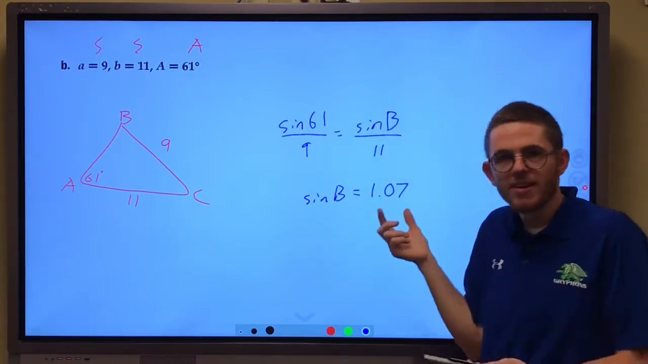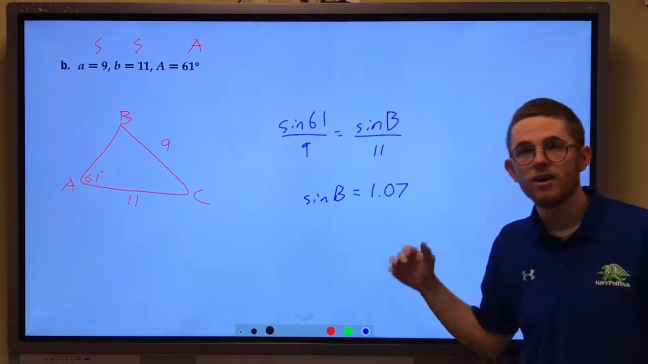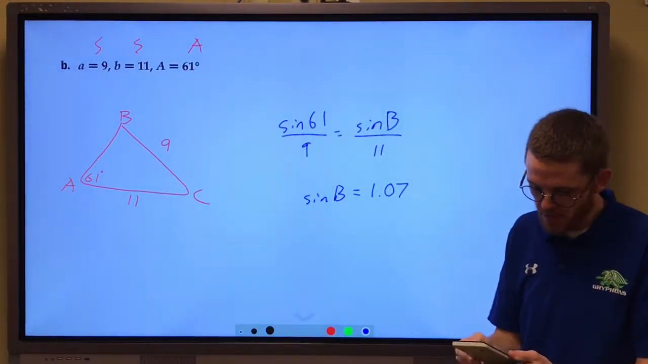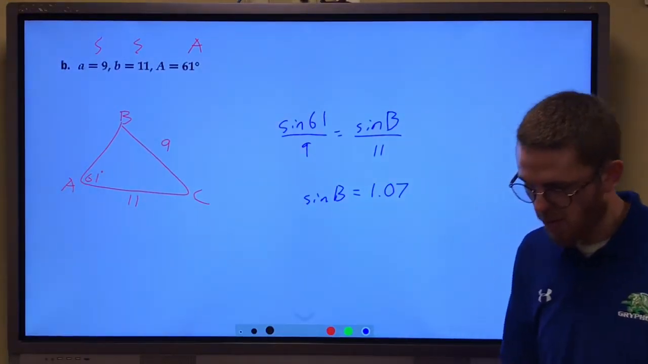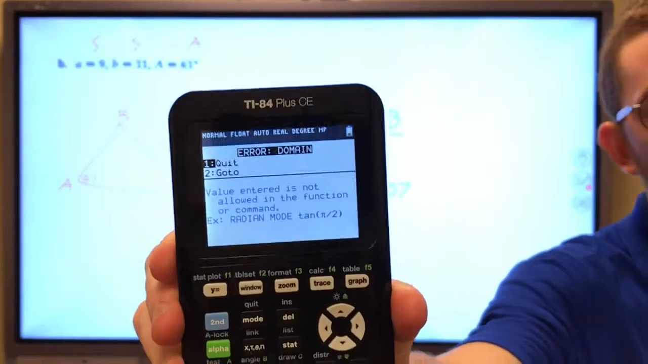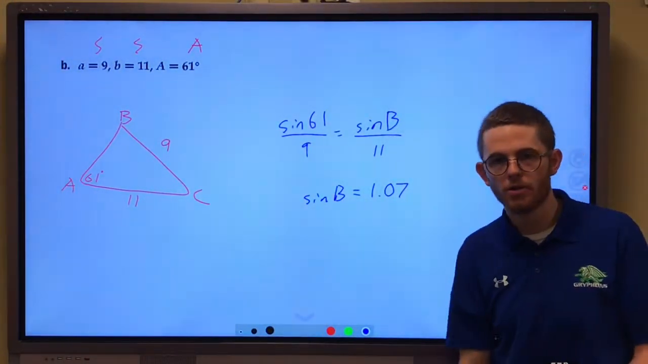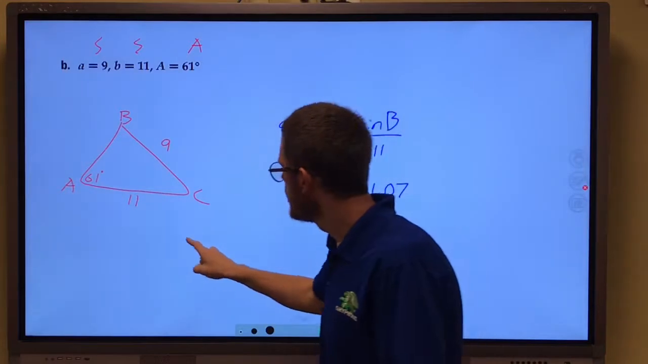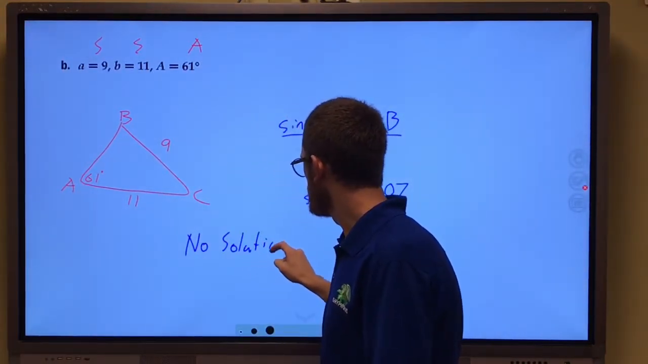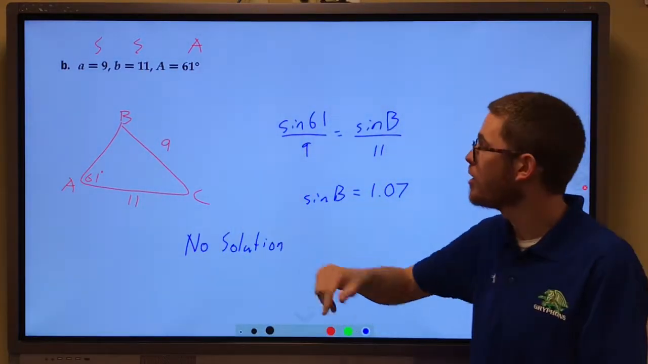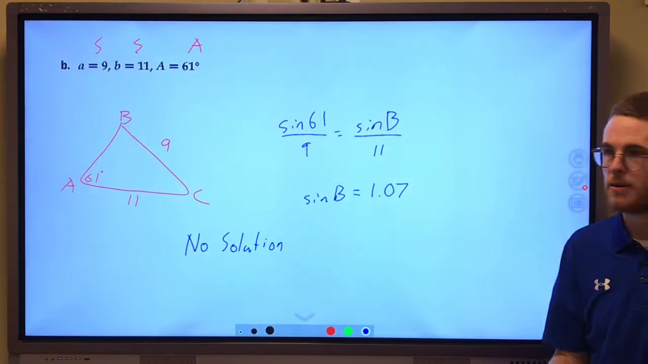I get sine of B is equal to 1.07, and so when I take the inverse sine of both sides to find B, notice I'm going to be taking the inverse sine of a number greater than 1, and if I do that, notice I get an error in my domain. That is a problem because I know I can't take the sine of a number bigger than 1. This right here, no solution. AKA, there's no triangle possible with those criteria right there.